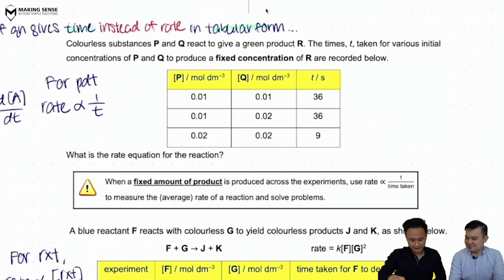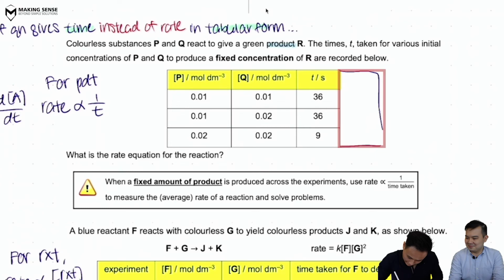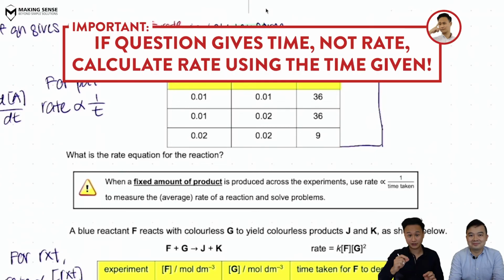So what happens if the question gives you time instead? Mr. Tim, what would you do? Wow, if it's time, I'm so uncomfortable with time. I will try to make it look like rate instead. Guys, we saw this in class. If the question focuses on product, then if I were you, I would make another column here to reflect rate. Remember, if the question is focusing on product, then your rate is just proportional to 1 over t.